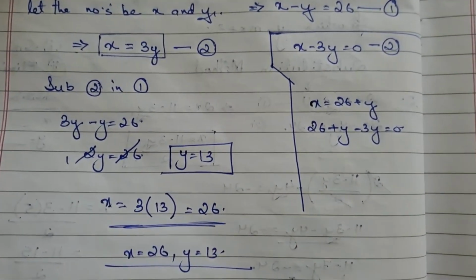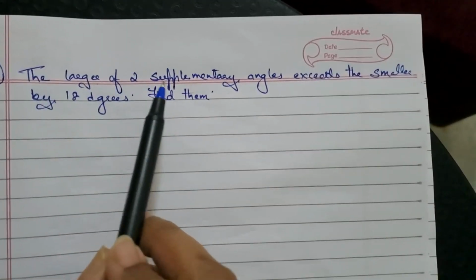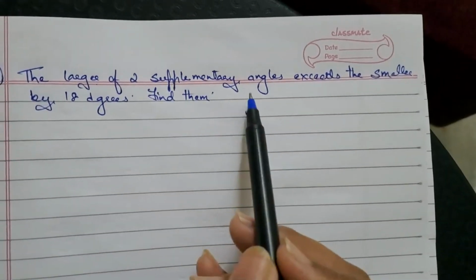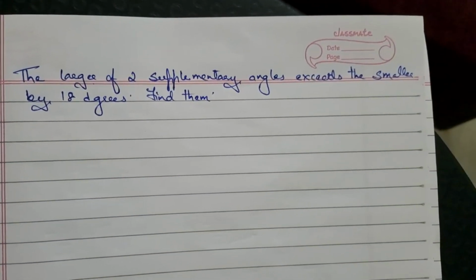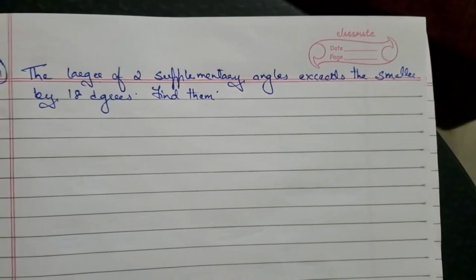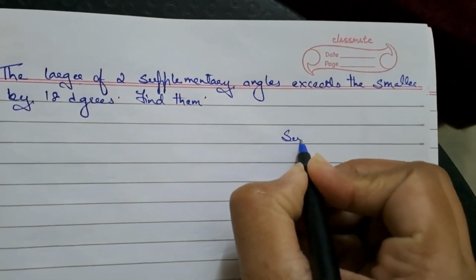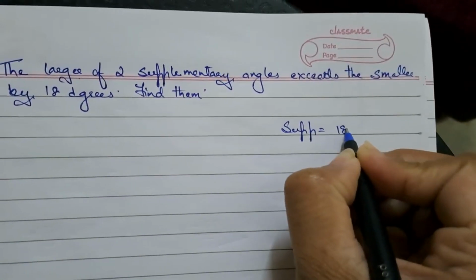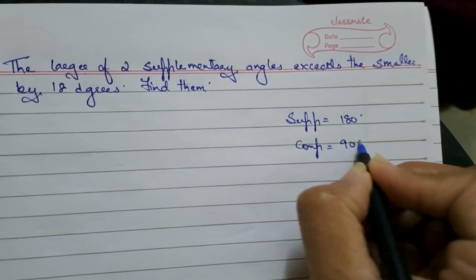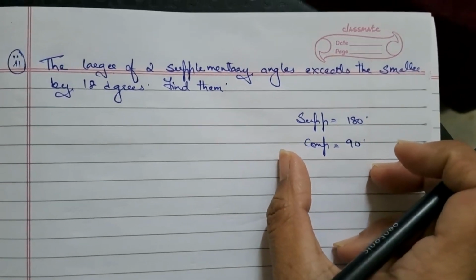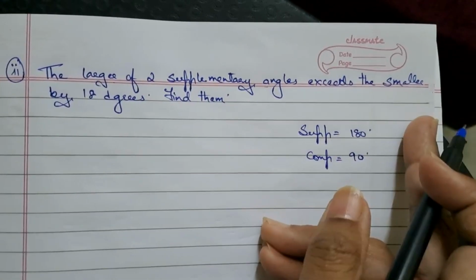Okay. Now the second question says that the larger of two supplementary angles exceeds the smaller angle by 18 degrees. Supplementary and complementary are the two words that we usually use. Supplementary angles are the ones that when you add them, the sum becomes 180 degrees, and complementary angles are the ones that sum up to 90 degrees. So he says that the larger of two supplementary angles exceeds the smaller by 18 degrees.